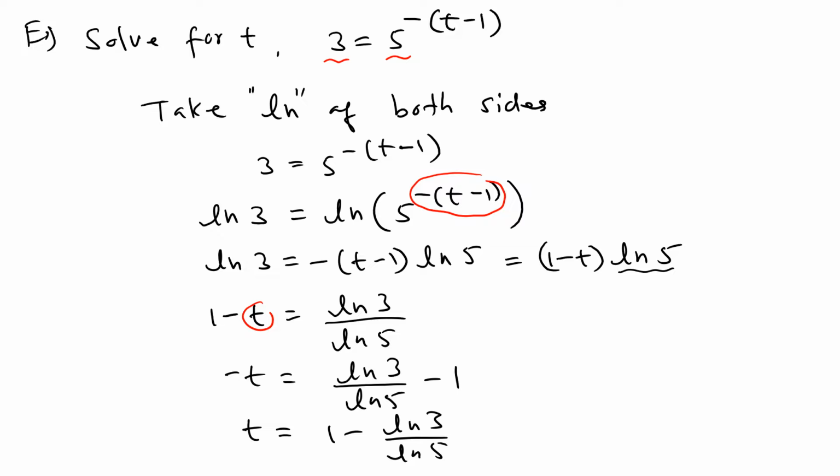And then what you can do is you can just use a calculator to find this. So this is roughly, if you find ln 3 and ln 5 and divide, you should end up getting 0.317 as the answer. This is how you can use the log methods to solve certain exponential functions. And you can see that we use the natural log in this case.